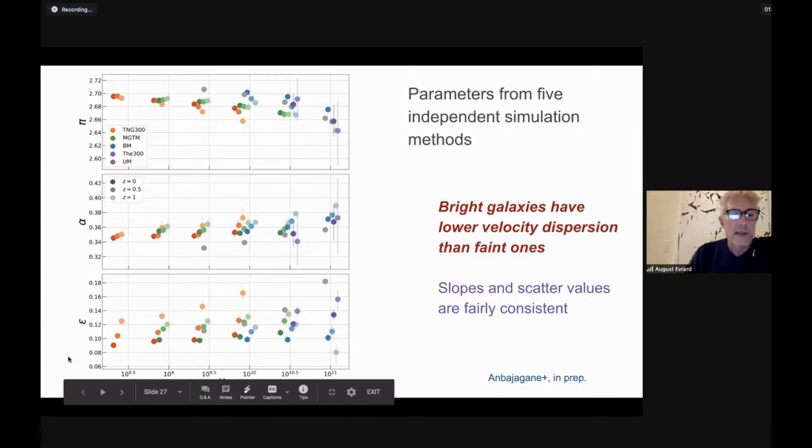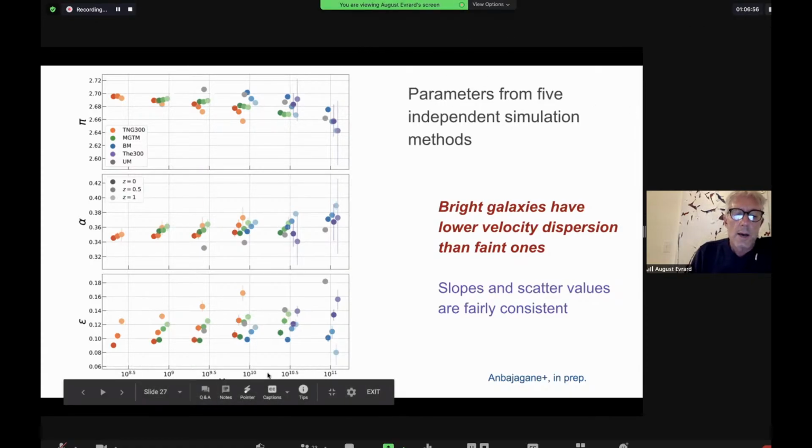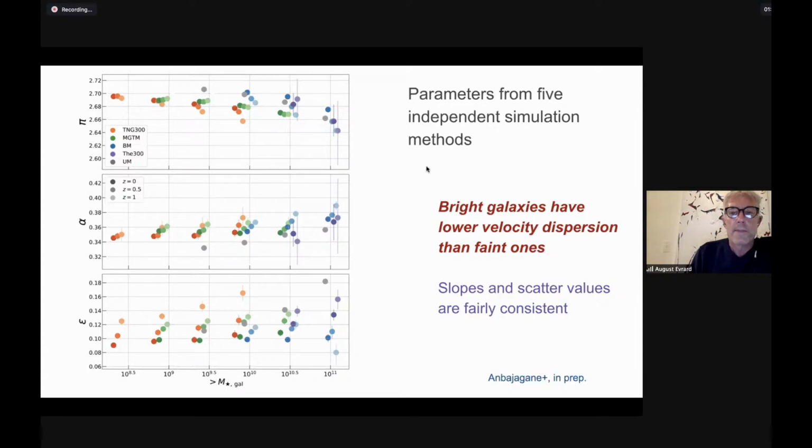So we range in stellar mass from 10 to the power 8.5, which is about a factor of 30, or about a factor of 10 smaller than the Milky Way stellar mass, up to 10 to the 11, which is much bigger than the Milky Way stellar mass. And the main thing that we see, which is also confirmed, at least initially, by some observations, is that as you go to brighter galaxies, they are cooler.